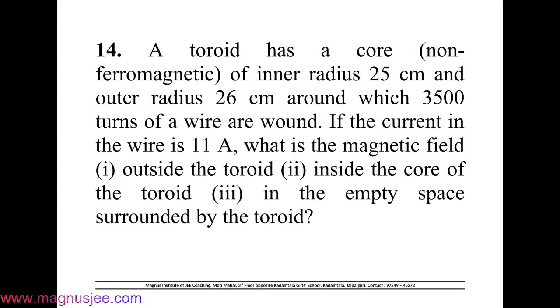Numerical number 14. A toroid has a non-ferromagnetic core of inner radius 25 cm and outer radius 26 cm, around which 3500 turns of a wire are wound. If the current in the wire is 11 ampere, what is the magnetic field: number 1, outside the toroid; number 2, inside the core of the toroid; number 3, in the empty space surrounded by the toroid?